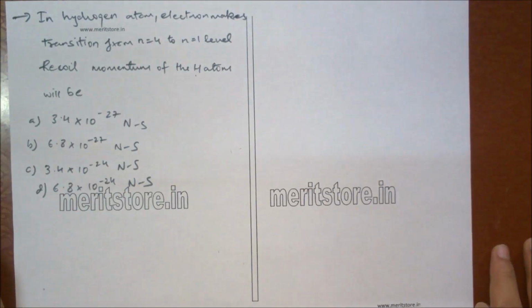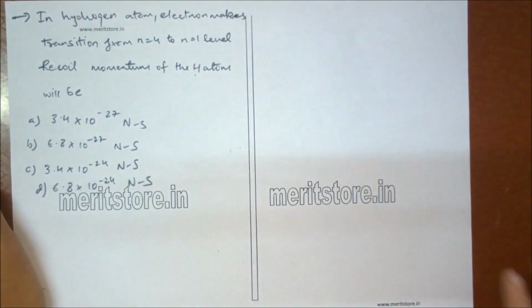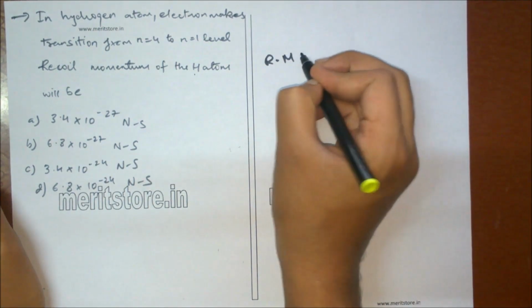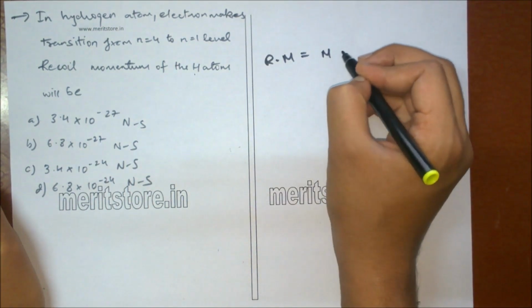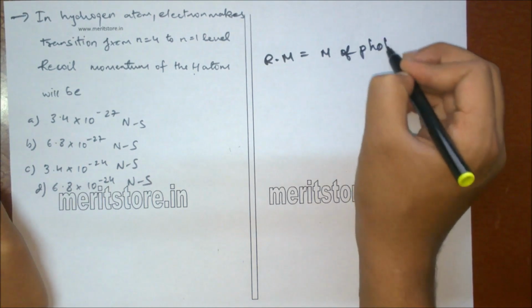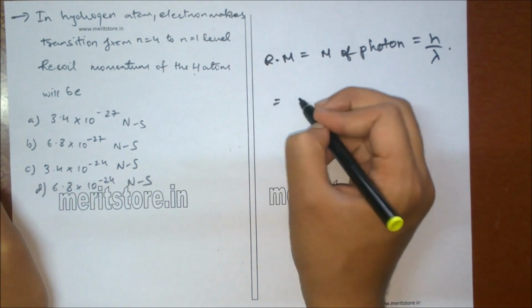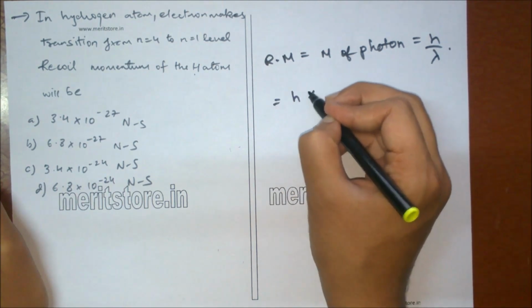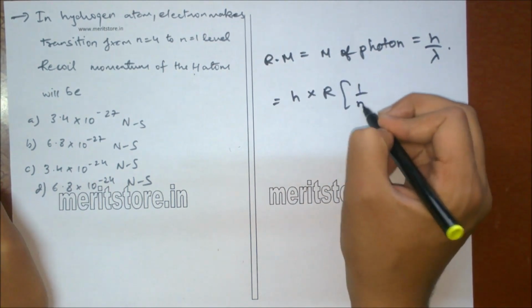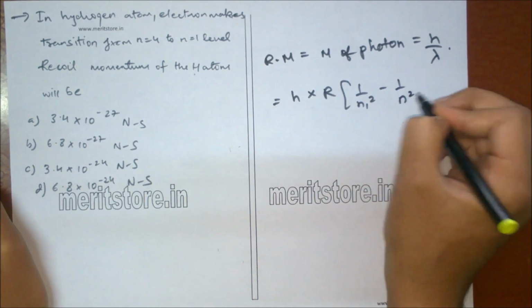In a hydrogen atom, an electron makes a transition from n4 to n1 level. Recoil momentum of the hydrogen atom will be? The recoil momentum is equal to the momentum of the photon, which is equal to h upon lambda. We can write this as h, and 1 upon lambda as R into (1 upon n1 square minus 1 upon n2 square).